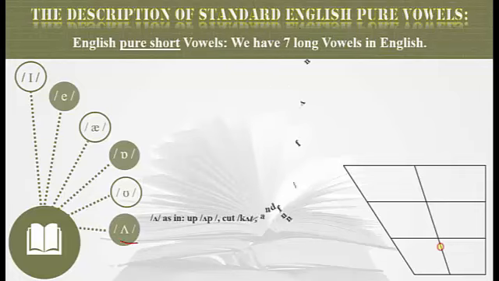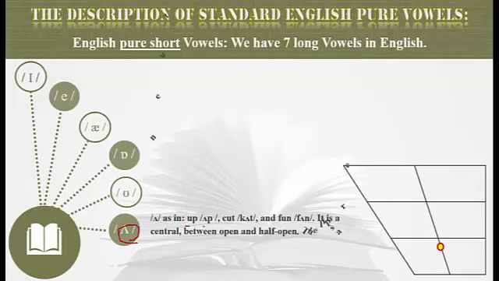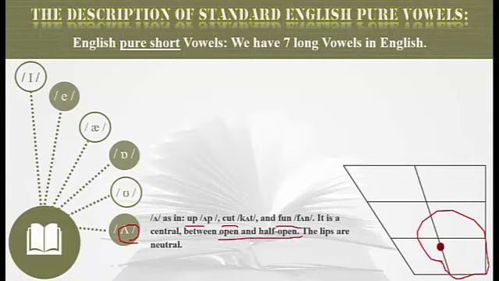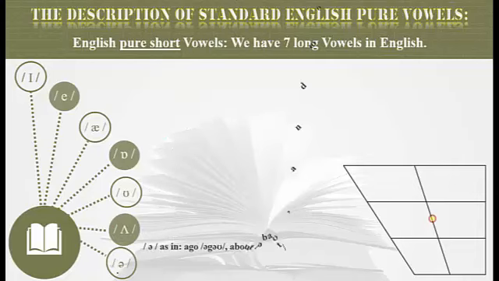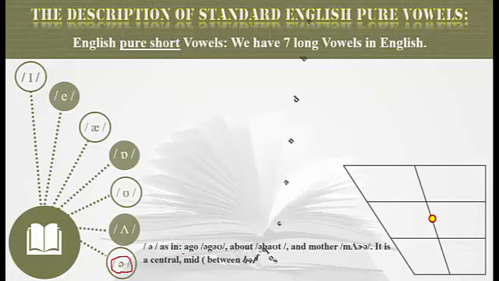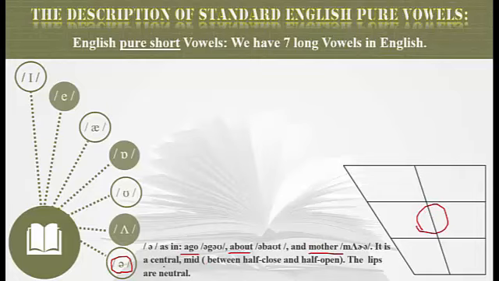This next symbol here refers to the A sound, as in up, cut and fun. Its position clearly indicates that it's a central vowel between open and half open. The lips are neutral. The last vowel on our short vowel list is the schwa sound, as in ago, about and mother. This vowel occurs frequently in English and is considered one of the most important short vowels or vowels in English.